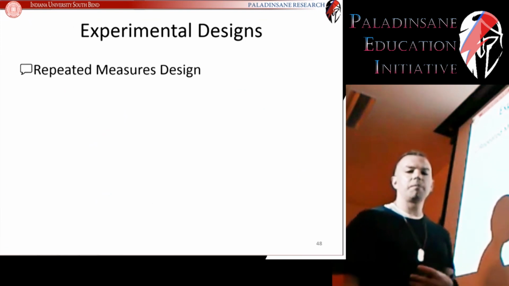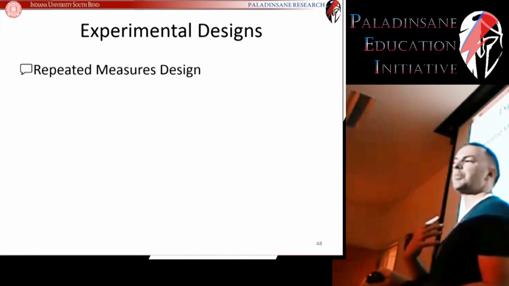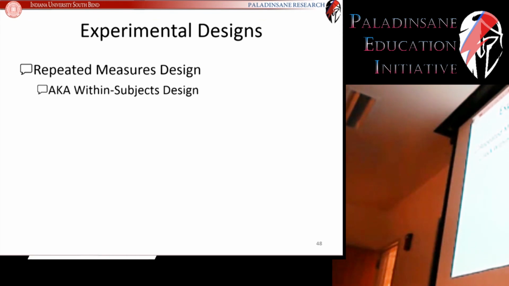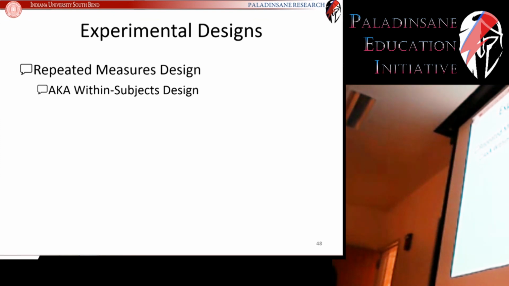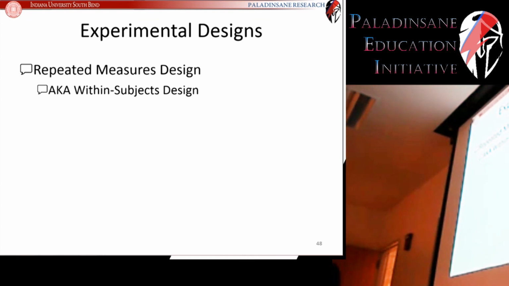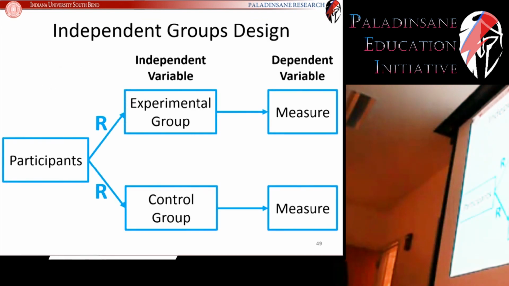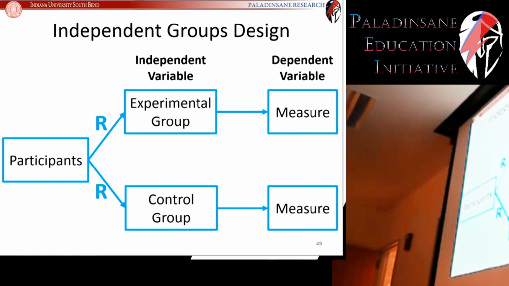All right, so the other major kind of way of designing is called the repeated measures design. And this is known as a within subjects design. It's also known as a dependent groups design, but we'll use repeated measures design here. And you can, once again, use it with any sort of experimental design. So you could use it with the post-test only design.